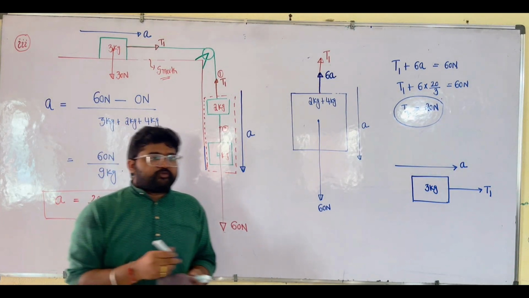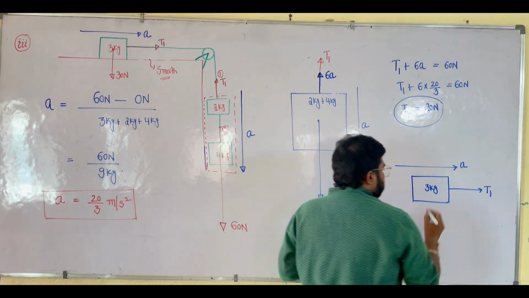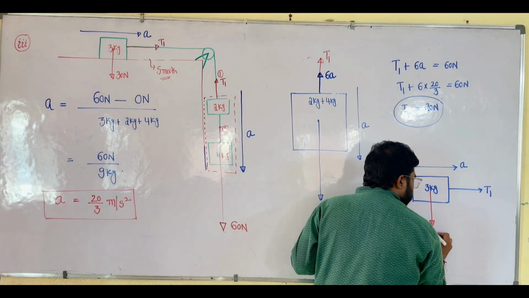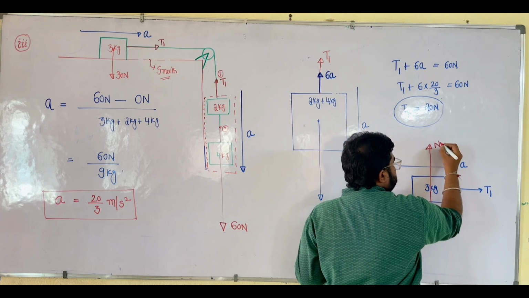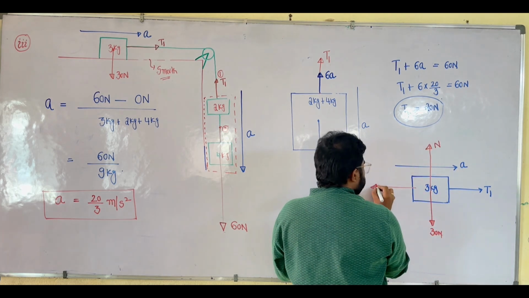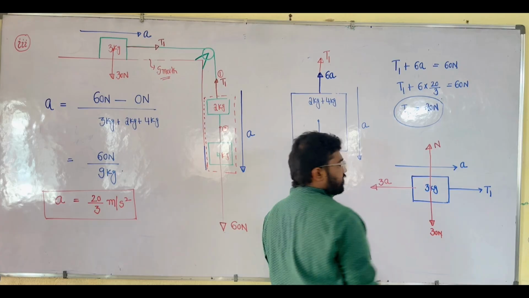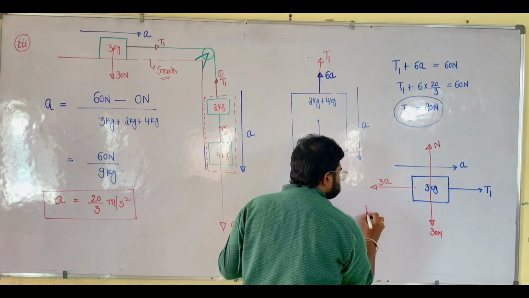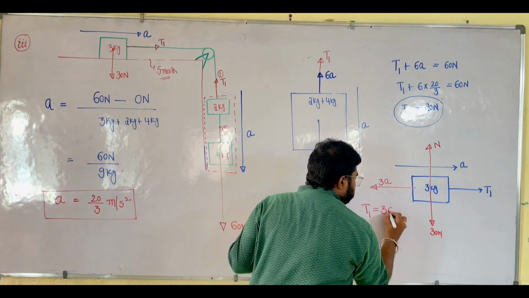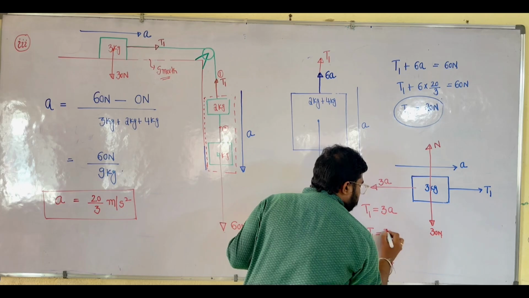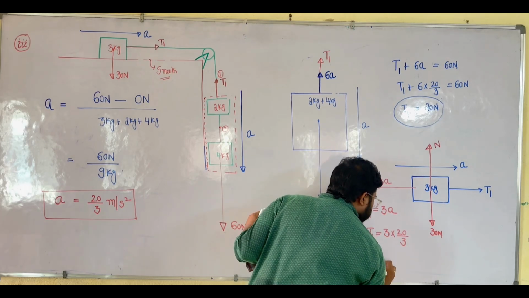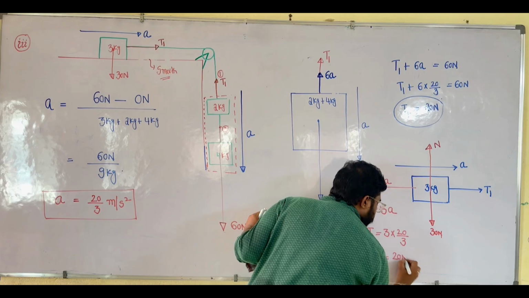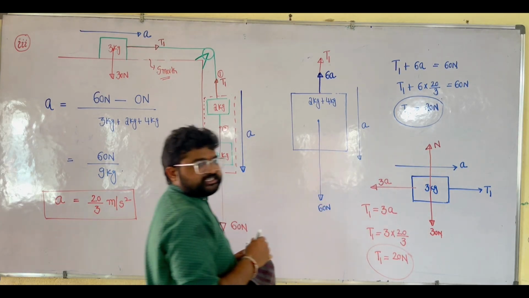అర్థమవుతుందా? No frictional force, weight acting in the downward direction 30 Newton. Normal reaction is acting upward, so inertia force will be acting opposite to the direction. T1 equal to how much is obtained? T1 equals 3 into A. T1 equals 3 into 20/3. Finally, T1 equals 20 Newton. Are you getting the same?